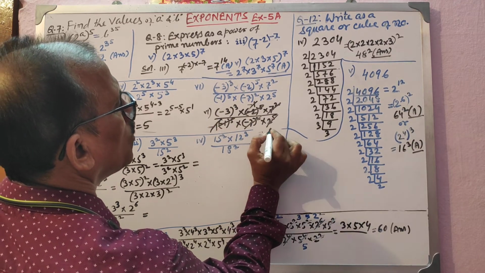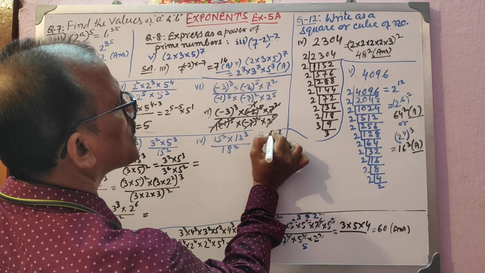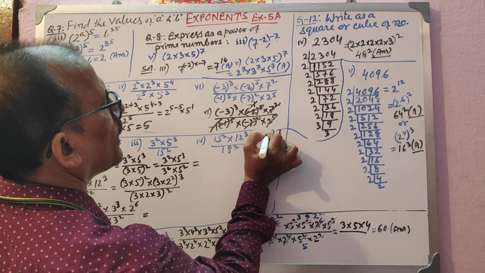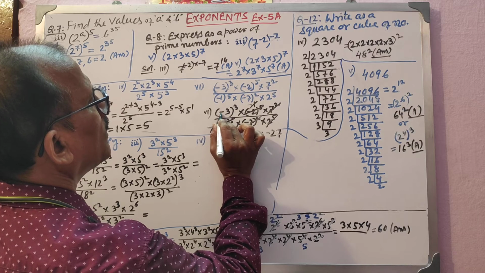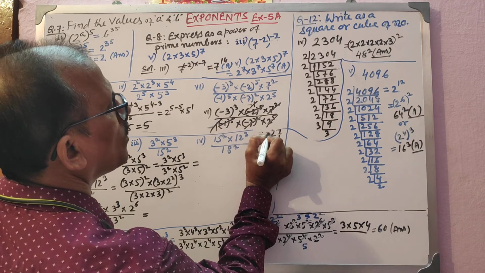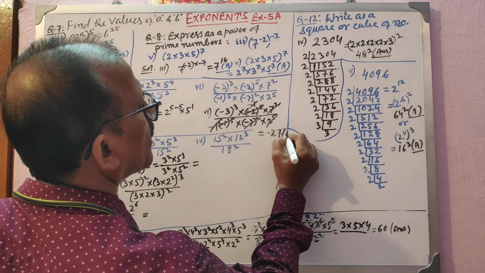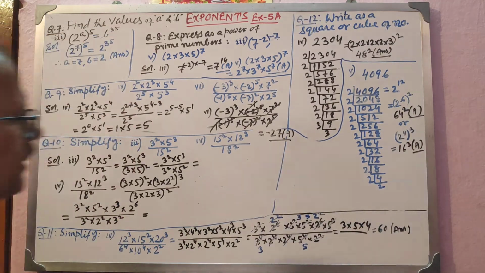minus 3 cube. 3 cube means 27, but the power is odd and the base is negative, odd power and negative base. So the answer will be negative, minus 27. Answer of this question will be minus 27.